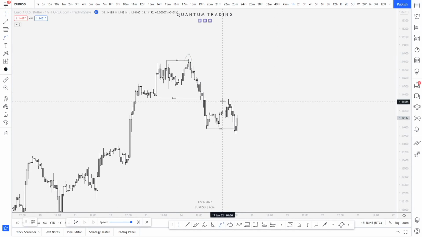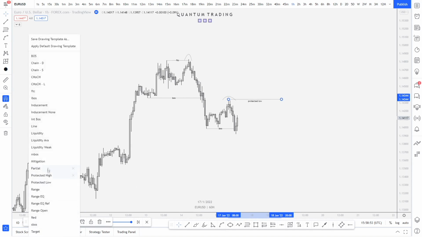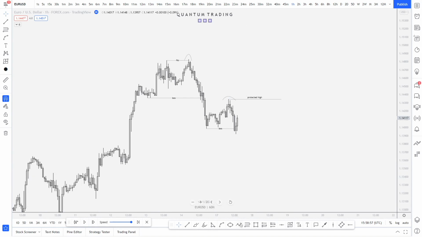This has now left behind a new protected lower high in the market, which we can denote as this one right here. We can understand and draw the protected high once again. It's the highest point that's led to the break of structure. We've had the break of structure with a candle body, and now we've started to pull back.